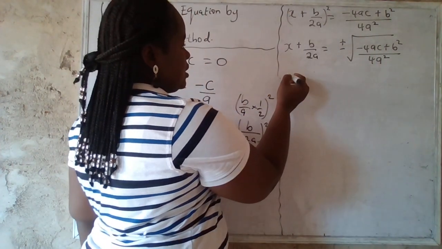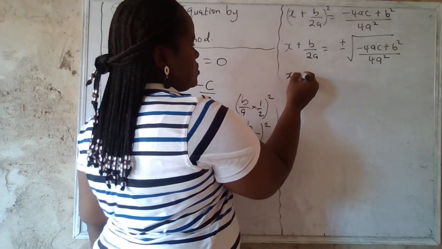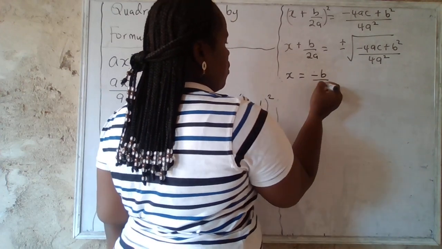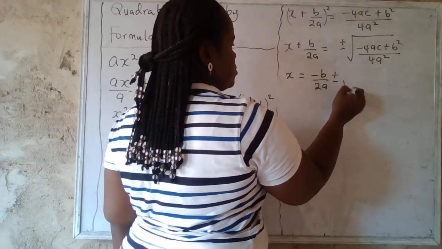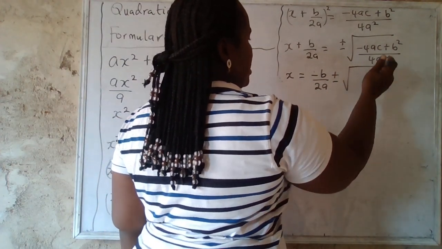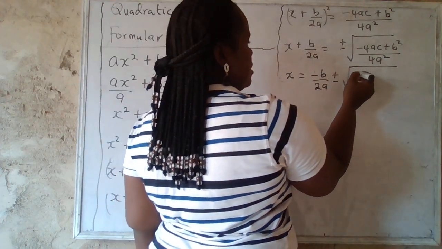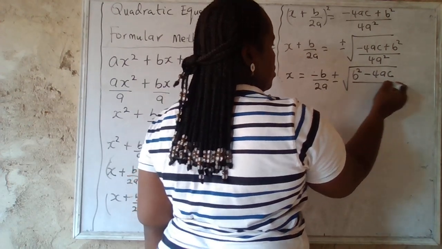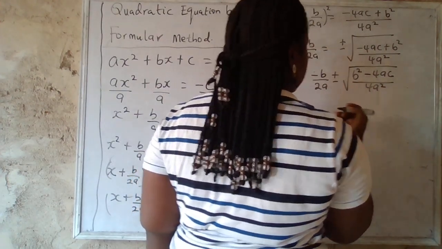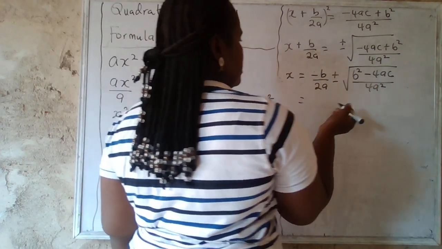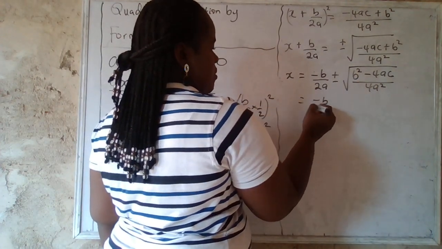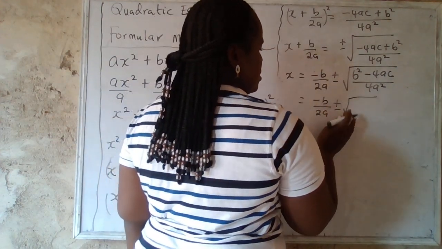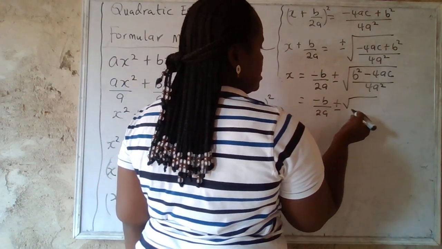Now, x is going to be minus b over 2a, I'm crossing this over to this side, plus or minus square root. I would like to rearrange this, so I'll be having b squared minus 4ac all over 4a squared. Now, I'm going to work inside this to have minus b over 2a plus or minus square root. Now, I want to reduce this. I want to take it one after the other.